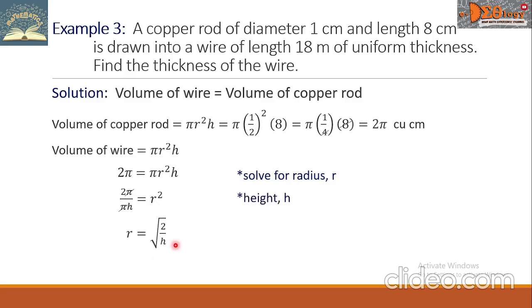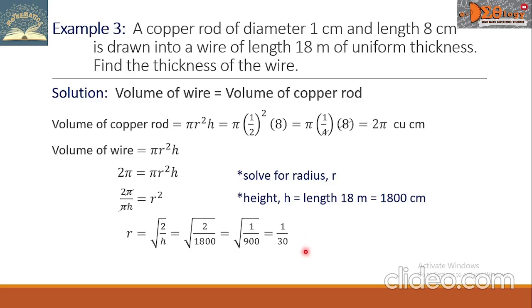Now, this h is the height. And in this problem, for the wire, this is equal to the length given as 18 meters. We convert this 18 meters into centimeter as 1,800. Then we substitute this 1,800 to the h. So it becomes like this. We simplify the fraction as 1 over 900. Finally, the square root is 1 over 30.